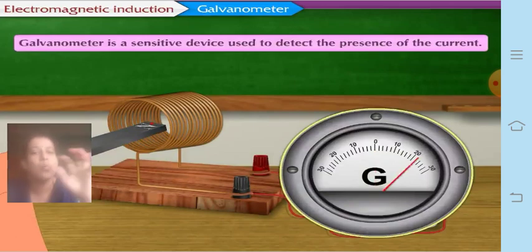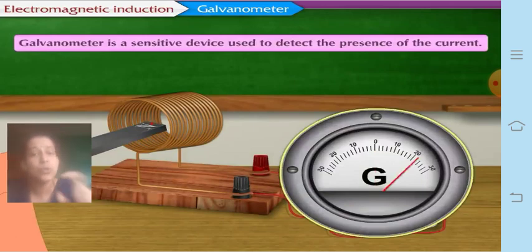Now why is a galvanometer used? It is because it can detect even small amounts of current in a conductor. So it is used to detect the presence of a current, which an ammeter cannot always do if the currents are very small. So that is why a galvanometer is used.